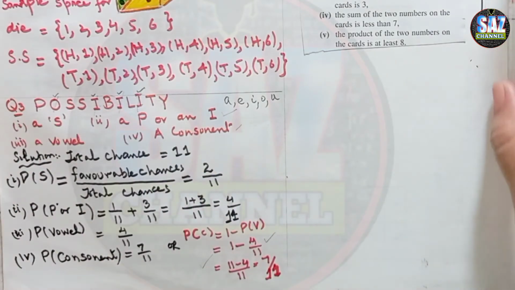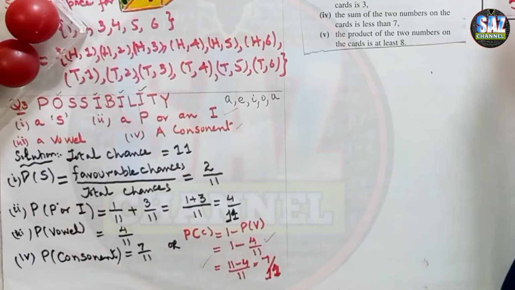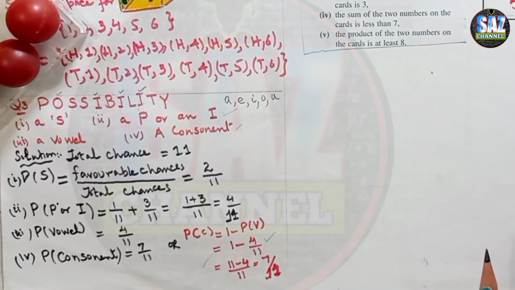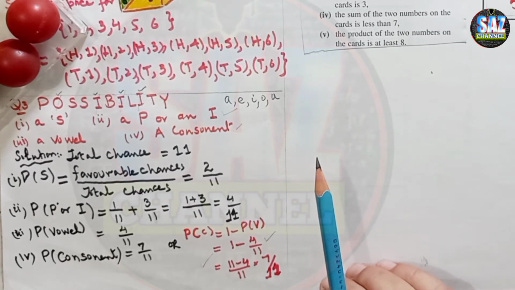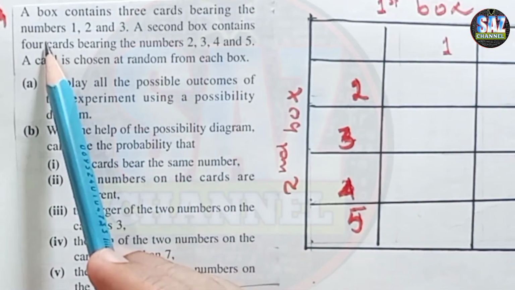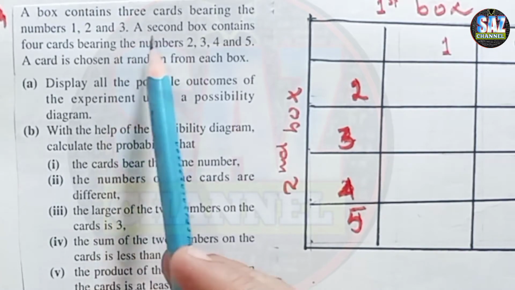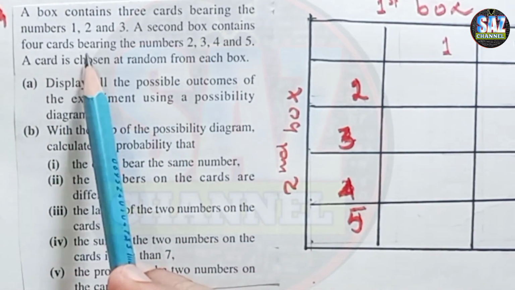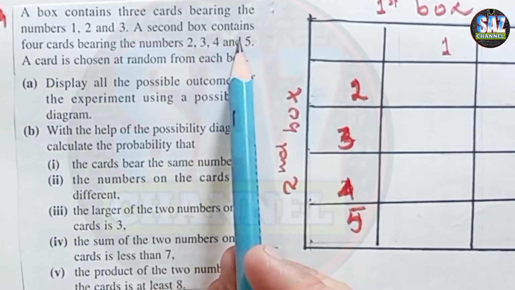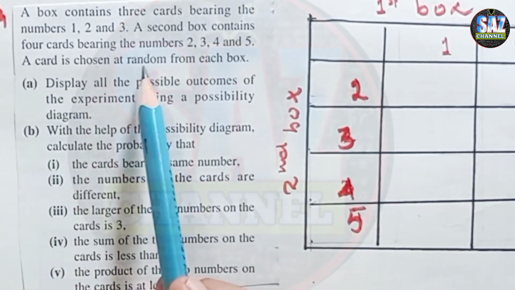And let's move to the next question, and let me read the question from the book, as the questions are long. Question 4 says, a box contains 3 cards bearing the numbers 1, 2 and 3. A second box contains 4 cards bearing the numbers 2, 3, 4, and 5. A card is chosen at random from each box. Display all possible outcomes of the experiment using the possibility diagram.